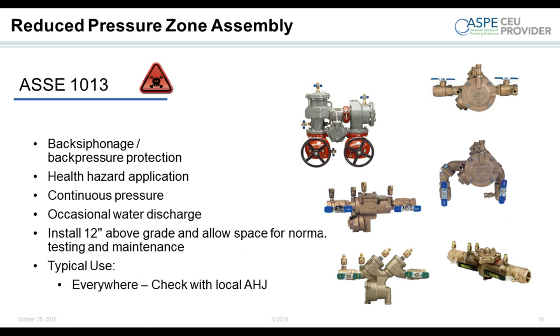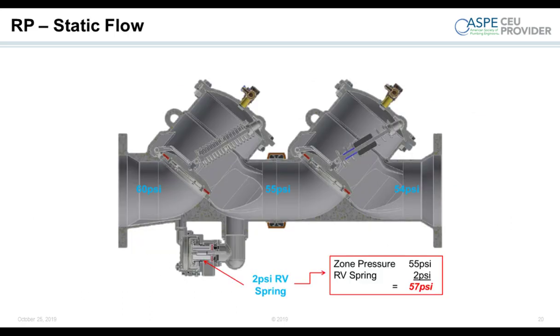So let's take a little bit of a deeper dive into the hydraulics. So here's a cutaway of a large RPZ. You should note that instead of a 1 psi differential across the first check, it is a 5 psi differential. This creates the reduced pressure zone, so reduced pressure zone assembly. And that reduced pressure zone is between those 2 checks.